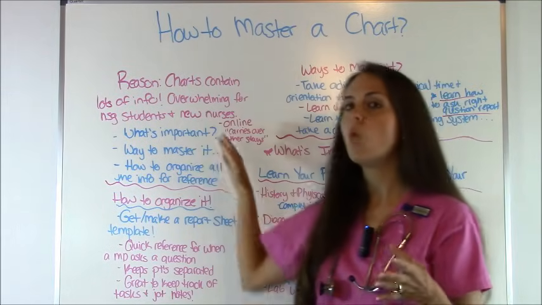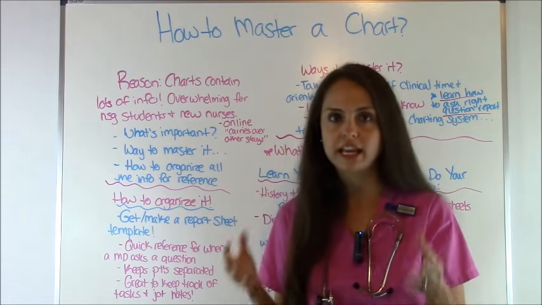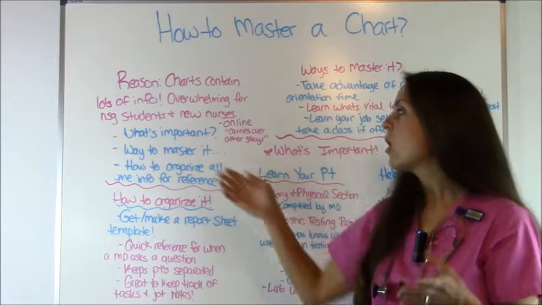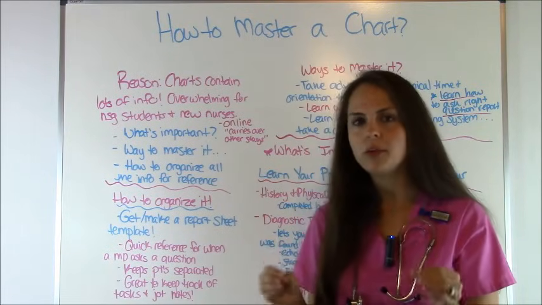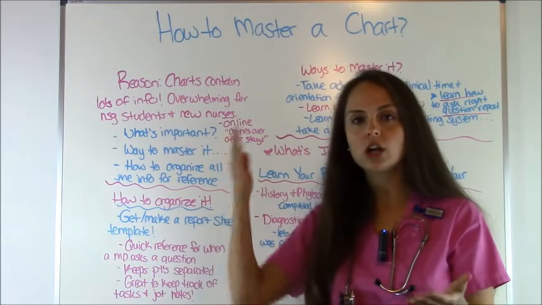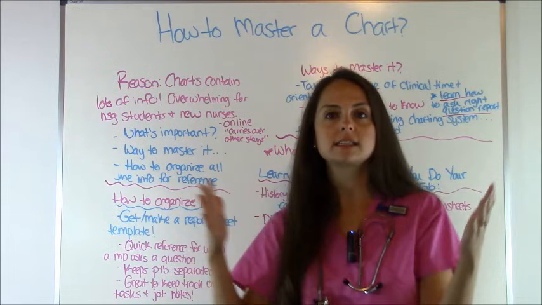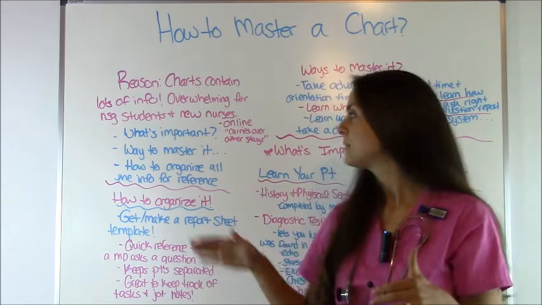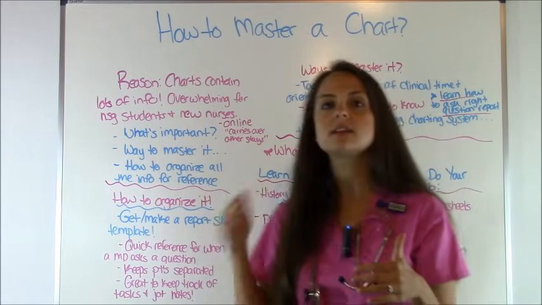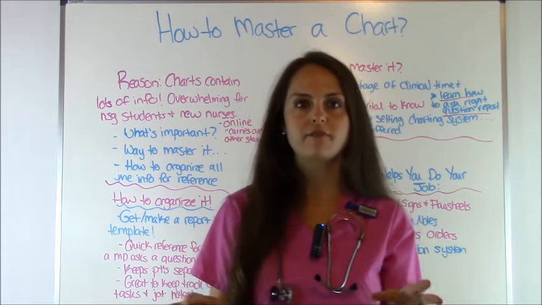I want to talk about what's the most important information in a chart. I'm also going to talk about ways that you can master it, help you to get organized and to learn how to filter out: is this important? Is this not important? Should I look here? Should I look there? And how to actually organize all this information for reference.